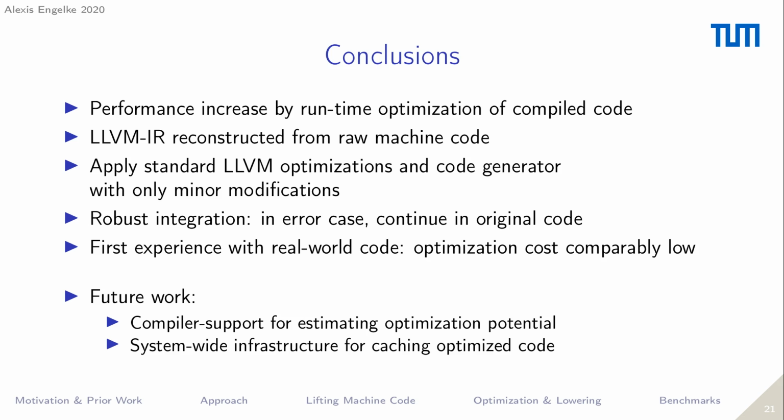As a next step, it would be highly beneficial to have tool support for estimating optimization potential. This could be a compiler reporting more actively on missed optimizations due to lack of information. Also, a system-wide infrastructure for caching rewritten code fragments can further reduce optimization costs, especially in HPC, where multiple nodes could optimize the same code.